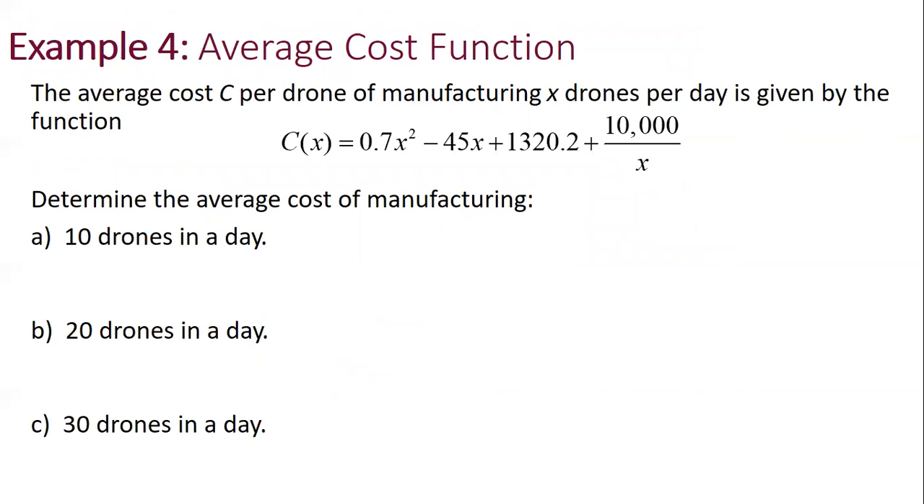Okay. So here is a word problem giving you a reason to solve and find things. So here it says the average cost C per drone of manufacturing X drones per day is given by the function. And it wants us to determine the average cost of manufacturing 10 drones, 20 drones, and 30 drones. Even though it's a word problem, function-wise, I'm looking for C of 10, C of 20, C of 30. It may be a long drawn-out equation, but that is all I'm doing.